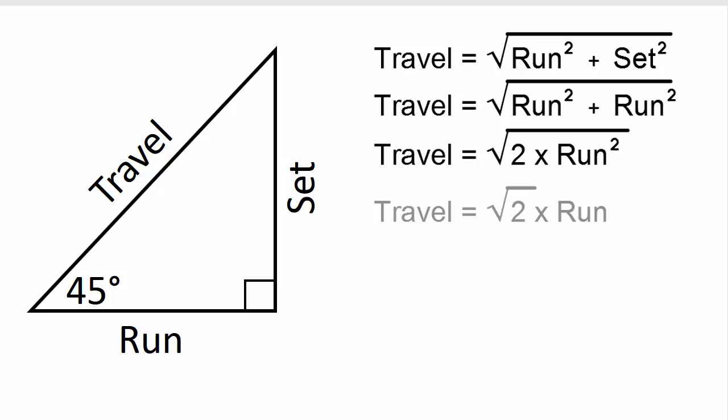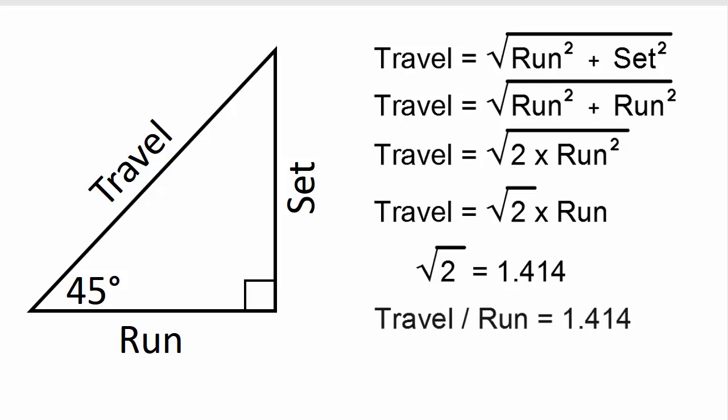So travel is equal to the square root of 2 times the run, regardless of the length of the run or set. Square root of 2 is equal to 1.414, and 1.414 is simply a ratio equal to the travel divided by the run. Run divided by travel equal to 1 over 1.414 to equal 0.707.